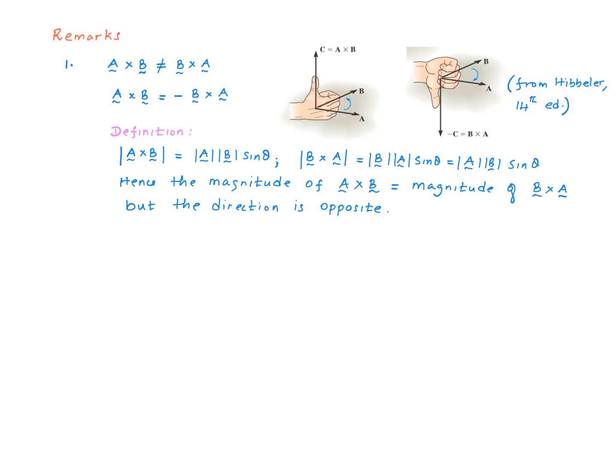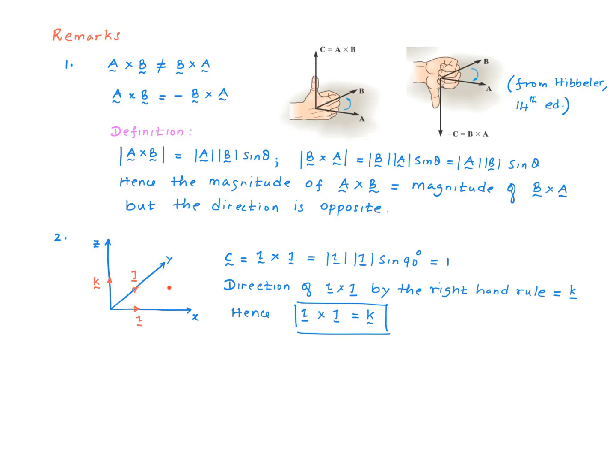Now, we know from the definition, magnitude of A cross B is simply magnitude of A times magnitude of B times sine theta, where theta is the angle between A and B, right? The magnitude of B cross A would be the magnitude of B times magnitude of A times sine theta, which is basically the same as magnitude of A times magnitude of B times sine theta. So we end up with the same magnitude in both cases, and therefore the magnitude of A cross B is the same as the magnitude of B cross A, but not the direction. Direction is opposite, just like you see in these two pictures.